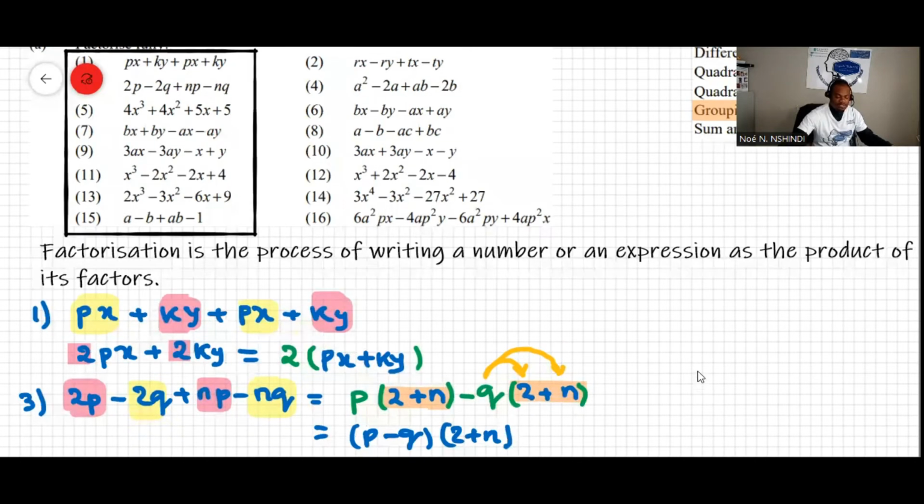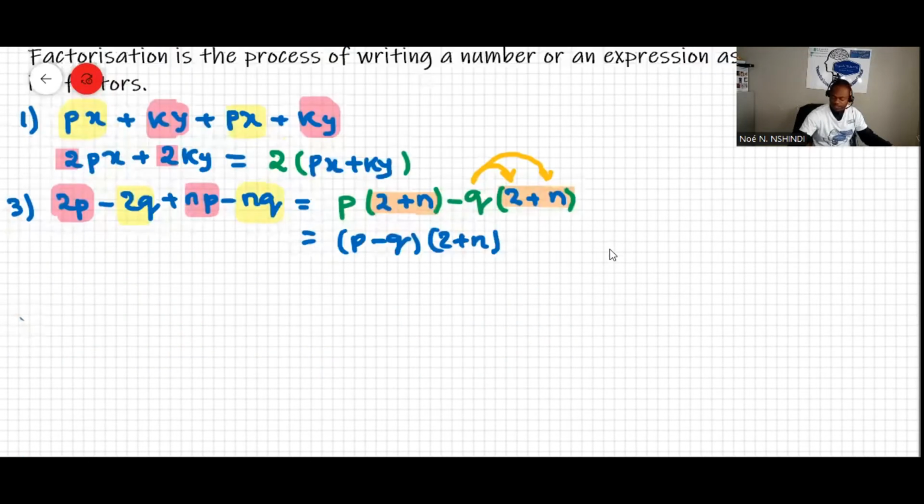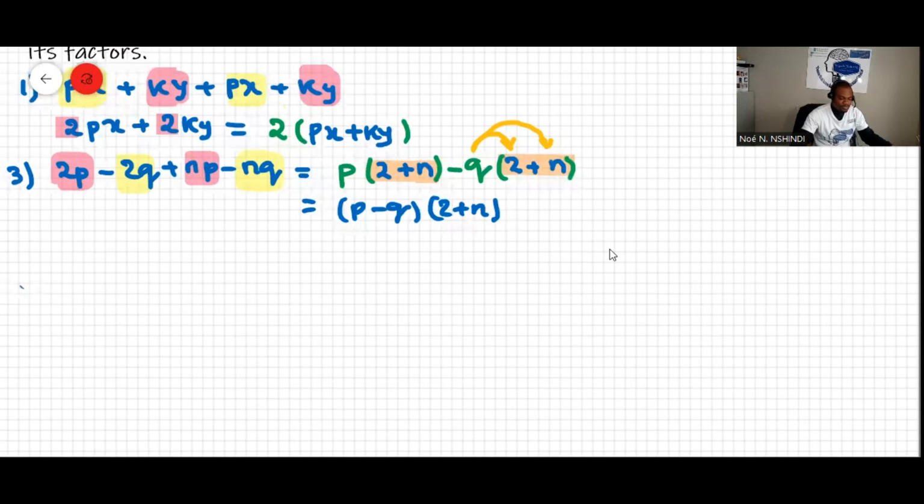Someone else can also group 2p with 2q and take 2 as a common factor. The answer will be the same. Let me do this question differently. Question 3, if, for instance, it was 2p minus 2q plus np minus nq, someone else can say, okay, I want to take 2p and 2q.